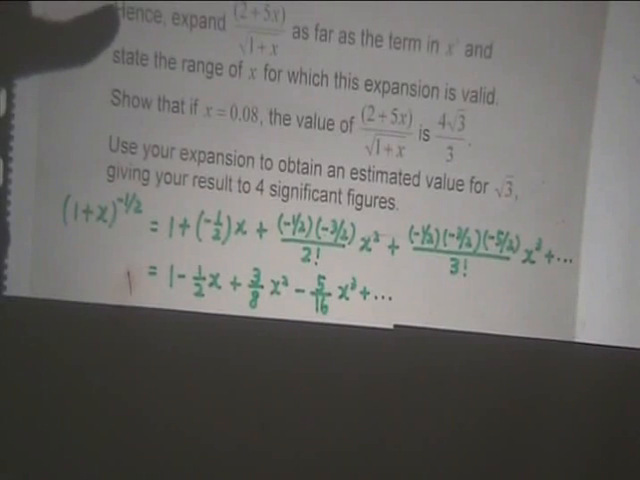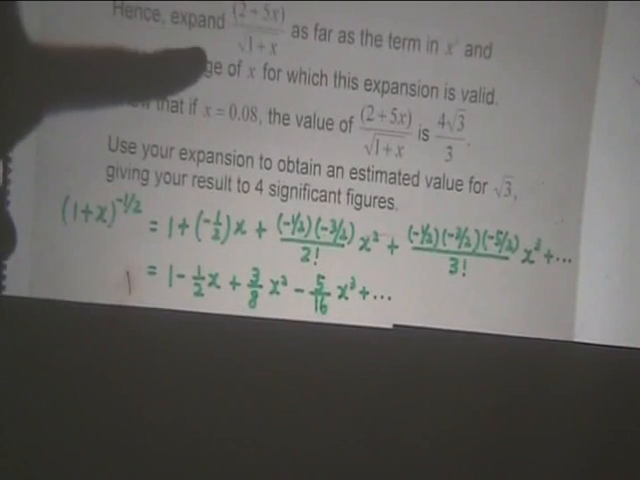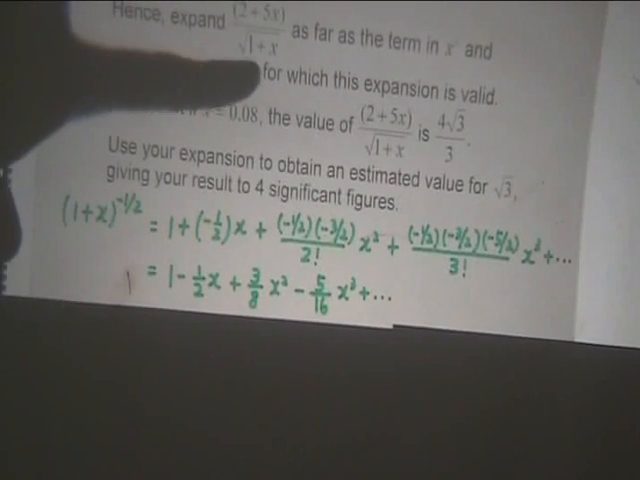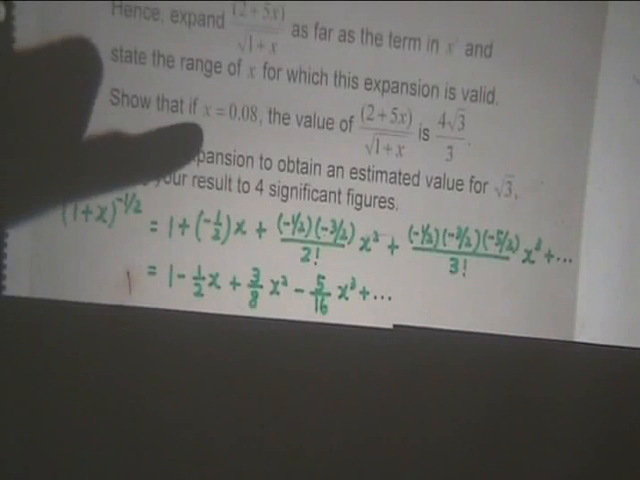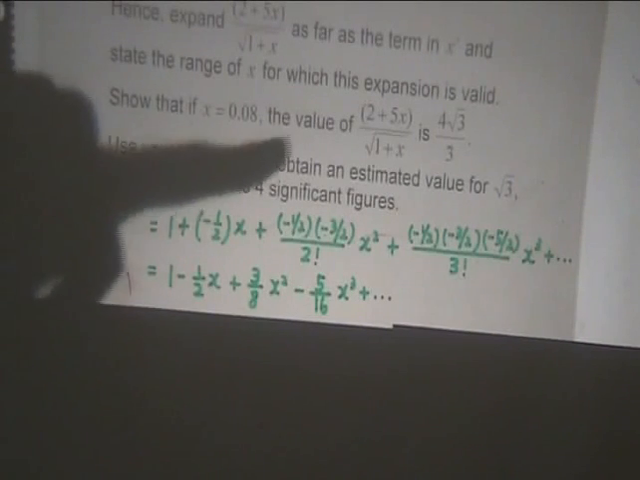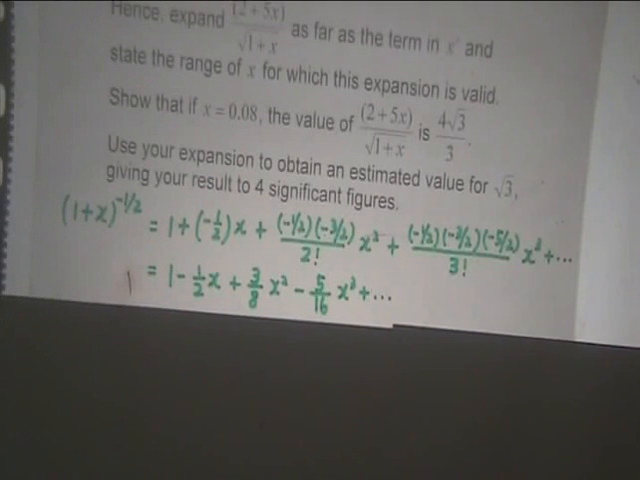Okay, second part. Hence expand (2 plus 5x) over square root of (1 plus x) as far as the term in x cubed, and state the range of x for which this expansion is valid. Show that if x is equal to 0.08, the value of (2 plus 5x) over square root of (1 plus x) is 4 square root 3 over 3. And use your expansion to obtain an estimated value for square root 3, giving your answer to 4 SF.